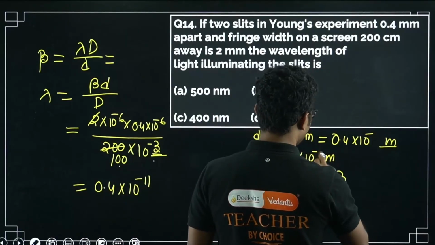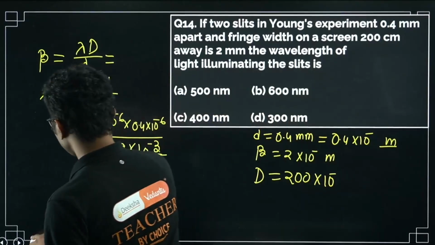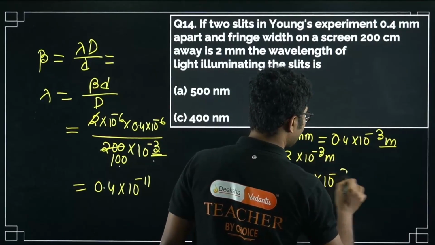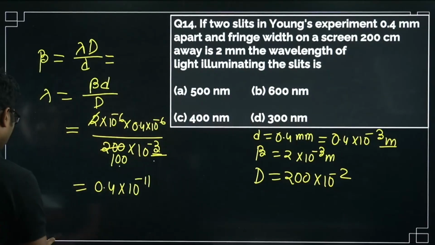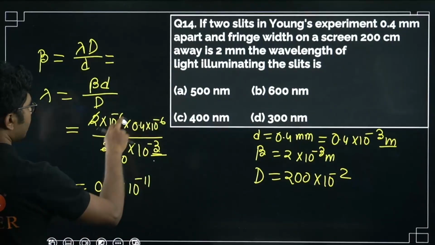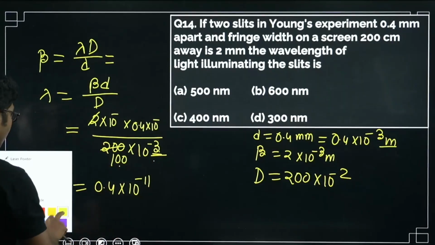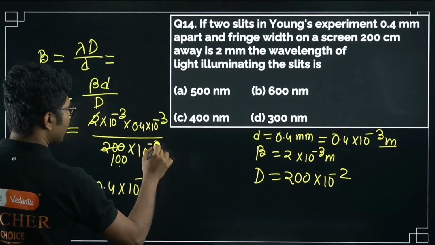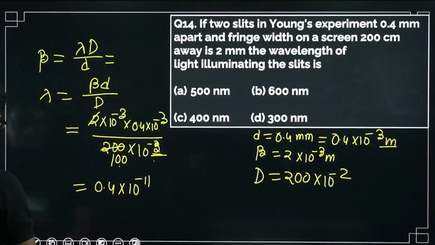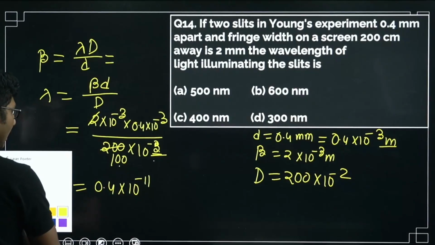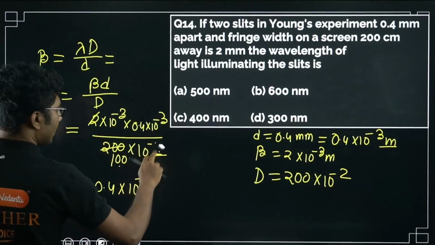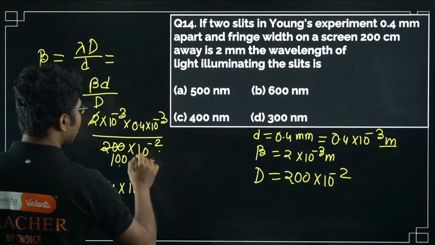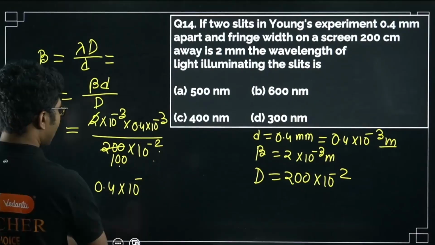Millimeter is not minus 6 and centimeter is not minus 3. Millimeter is minus 3, and centimeter is minus 2. No one told me that I made a mistake. So it will be minus 3, minus 3, minus 2. Because this is 100, this is minus 2, they will cancel. So it is minus 8 only.